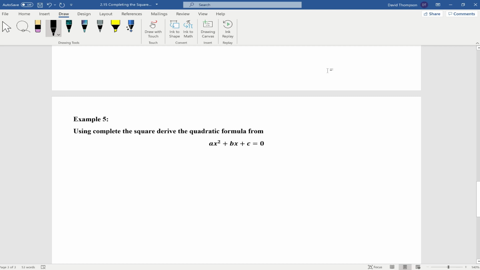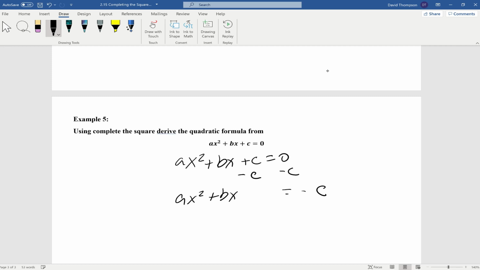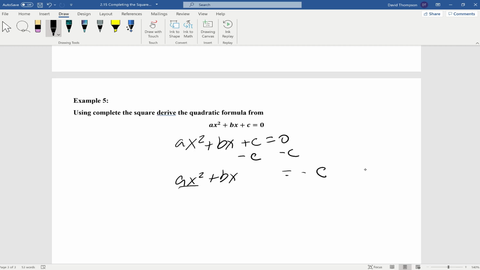And our last example, this shows how to solve any type of quadratic, and we're going to derive the quadratic formula using complete the square. So our first thing we're going to do is we're going to have ax squared plus bx plus c equals 0. We're going to subtract c from both sides. So we have ax squared plus bx equals negative c. Next thing we're going to do, we're going to divide everything by a.